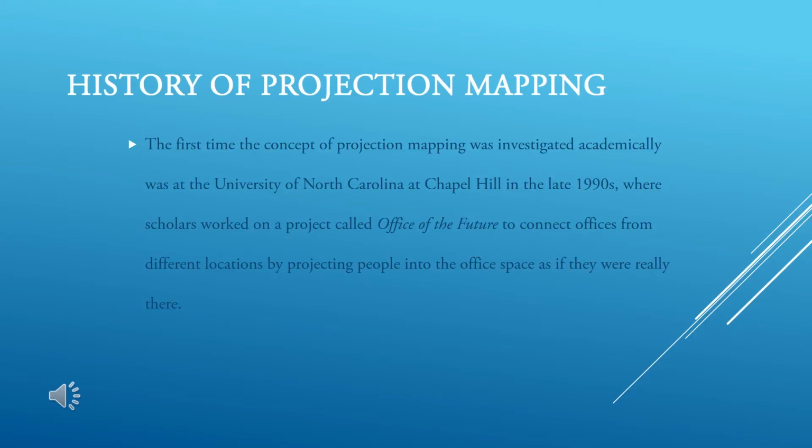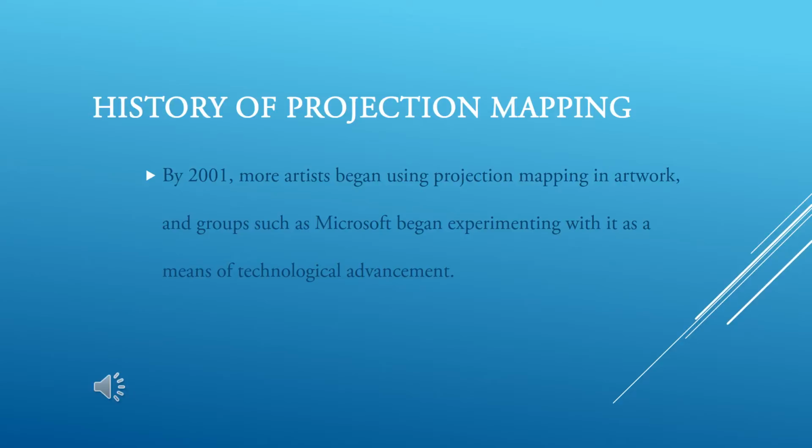The first time the concept of projection mapping was investigated academically was at the University of North Carolina at Chapel Hill in the late 1990s. Here, scholars worked with a project called Office of the Future to connect offices from different locations by projecting people into the office spaces as if they were really in them. By 2001, more artists had begun using projection mapping in artwork, and among them, the biggest was Microsoft, which began experimenting with it as a means of technological advancement.